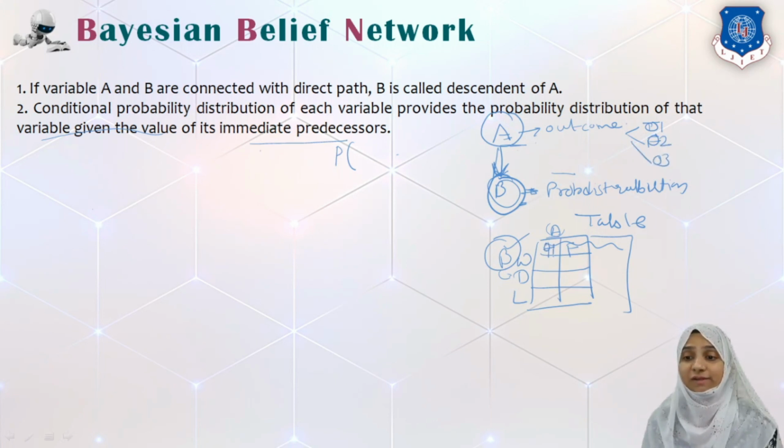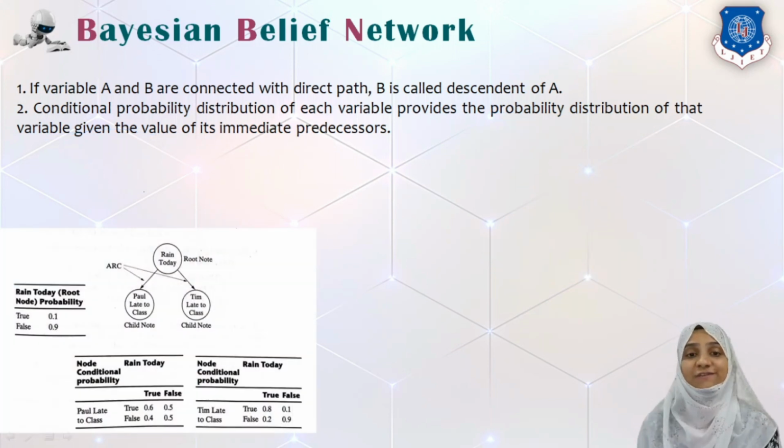In that case, in B's probability distribution table, we would have three different columns. That is what our second statement means.